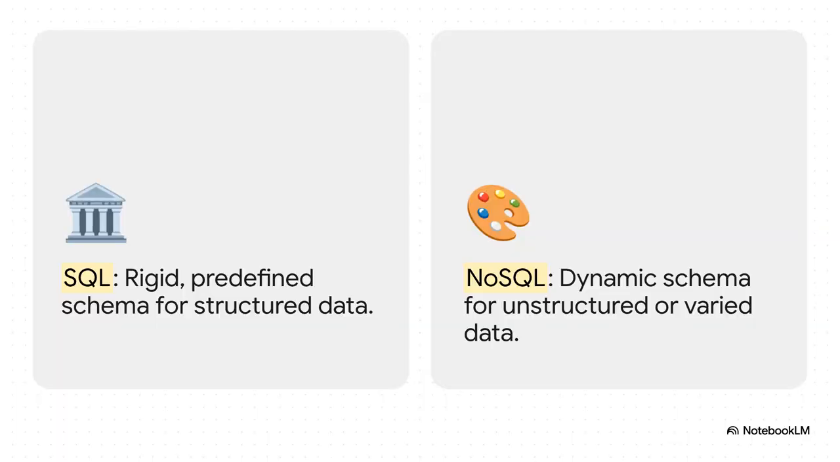The very first trade-off is all about structure. With SQL, you get a rigid, predictable schema. You know exactly what your data looks like, and the database enforces it. With NoSQL, you get a dynamic schema. It's incredibly flexible and lets you change your application on the fly without these massive, complex migrations. So it's structure versus adaptability.